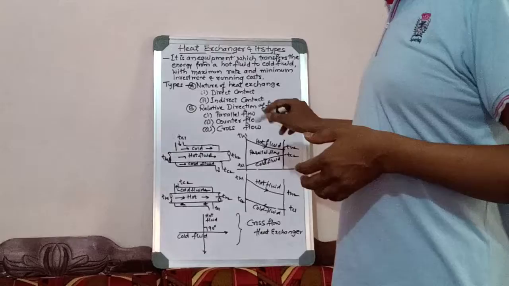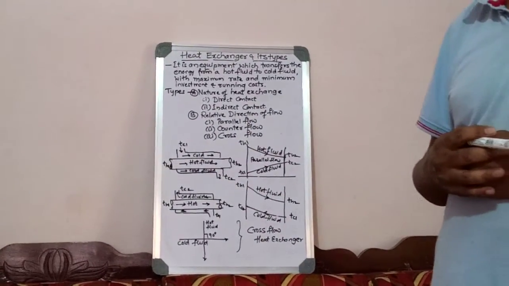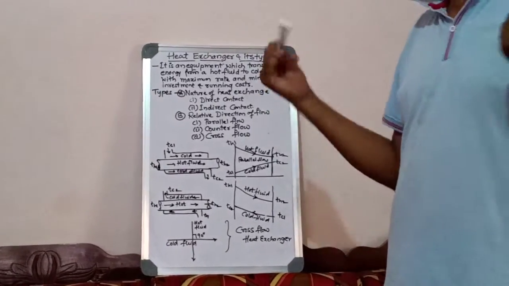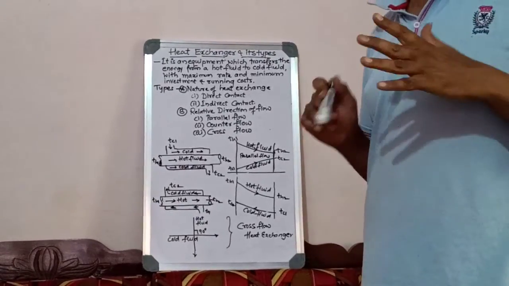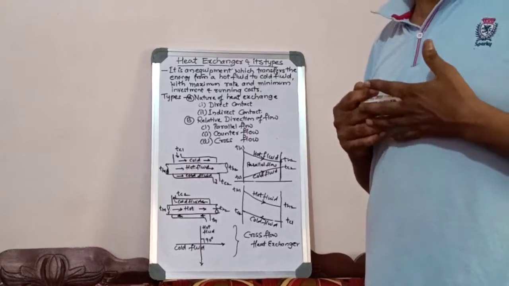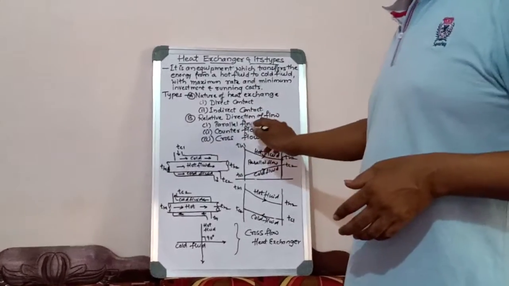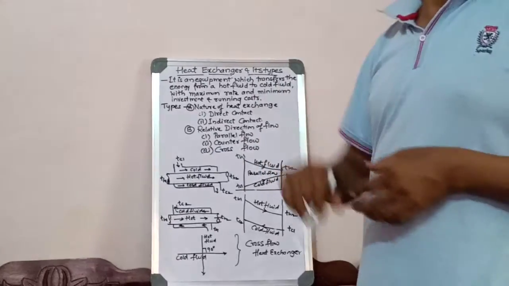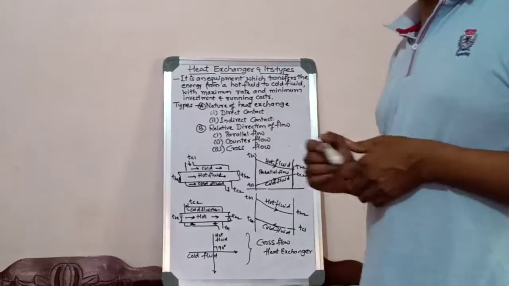So another one is the relative direction of flow. That is another basis of the heat transfer or heat exchange. There already we have seen there is hot fluid and there is cold fluid. Hot fluid will flow in one direction and cold fluid in one direction. So depending on the direction of the flow, they have classified. Three classifications are there: parallel flow heat exchanger, counter flow heat exchanger and cross flow heat exchanger.